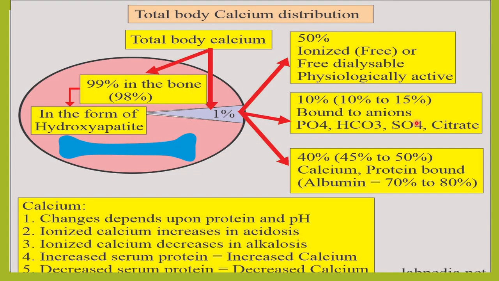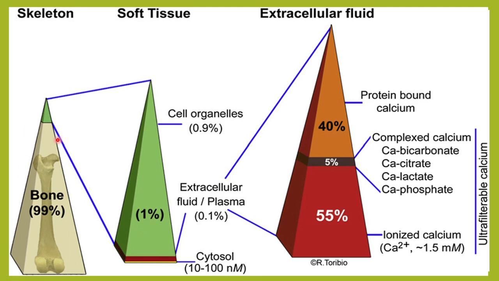So 98 to 99% is present in the bones, and the 1% is distributed as 50% ionized calcium, 10% bound to phosphates, bicarbonates, sulfates, and 40% bound to proteins. Here you will see that this ionized calcium is the one which is metabolically active. So 99% in the bones, 1% in the soft tissue.